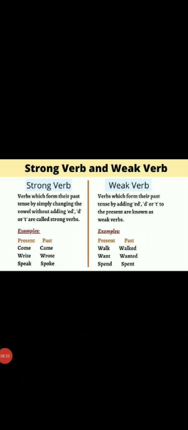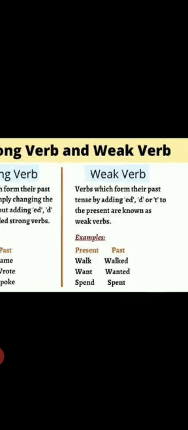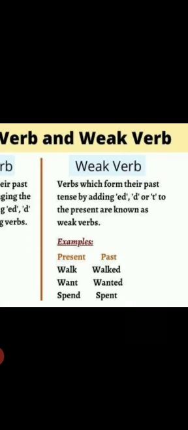Now we can say the verbs are of two types again, the strong verb and the weak verb. Weak verbs are those where we add ed, d, or t while forming the past tense. A few examples: walk becomes walked, want becomes wanted, spend becomes spent. Here you can see walk is a present verb, the main form of the verb, and I'm adding ed to it. It becomes a past, right?